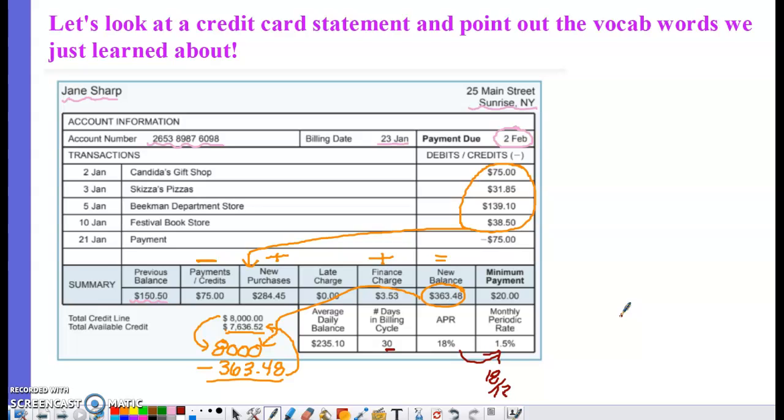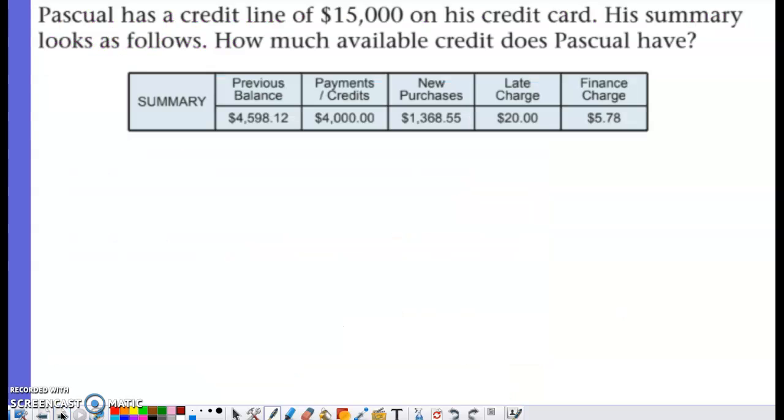So we're finally going to jump into a couple examples here. This is kind of what questions are going to look like. It says Pascal has a credit line of $15,000, meaning that's the most money he can put on his credit card. His summary looks as follows. How much available credit does Pascal have? Well, before we can figure out how much available credit he has, we have to figure out what his new balance is. How much does he owe to this credit card company?